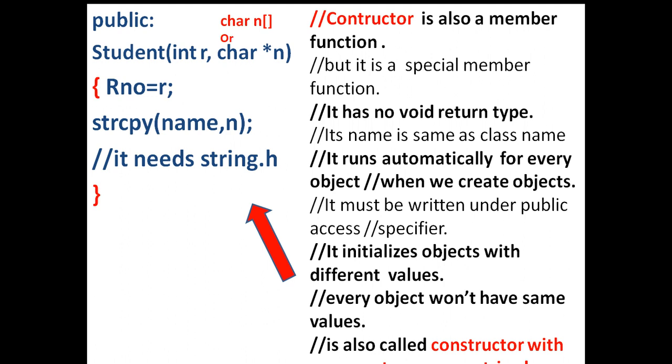So what is a constructor? A constructor is a special member function. It has no return type. Its name is the same as the class name. It runs automatically when we create objects, and it must be written under the public specifier. It initializes all objects with different values, and every object will not have the same values. In this case, it is also called a constructor with arguments or a parameterized constructor.